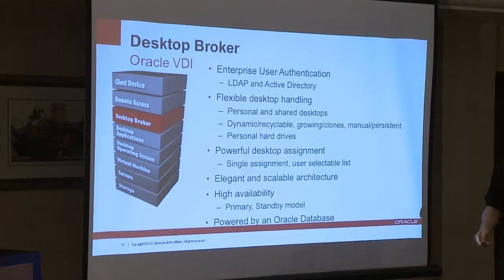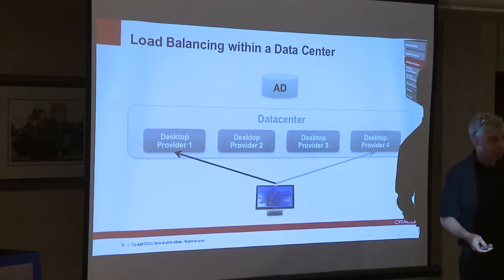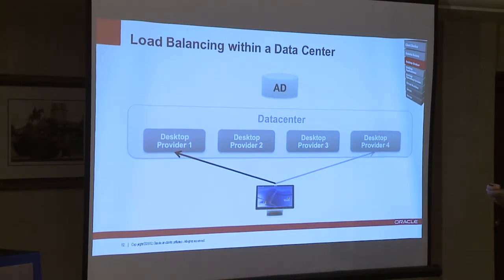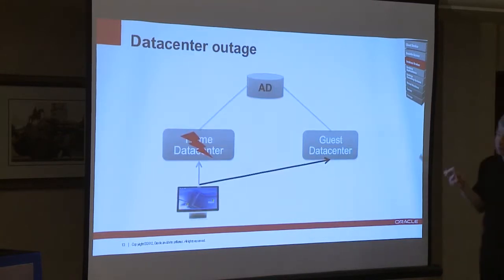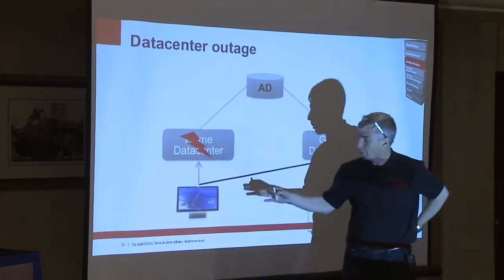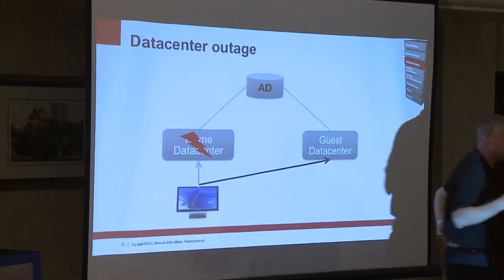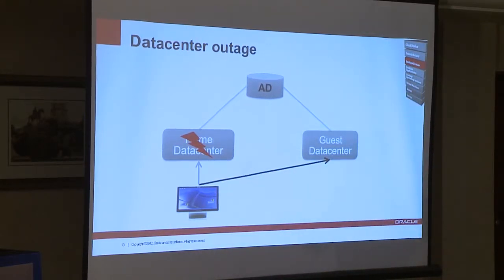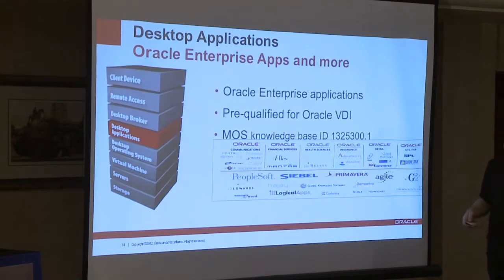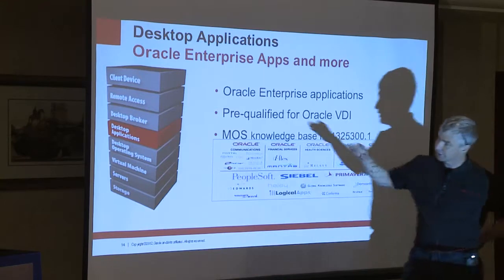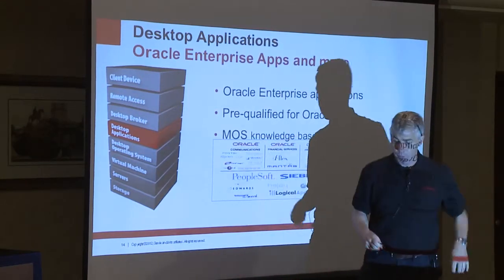Of course, all of this is powered by an Oracle database, as you might expect. Everyone has load balancing and failover within a data center, but because of the architecture using some of the clients, you can actually have data center failover as well. The client can know which data center to go to if the primary one is down. That's kind of cool. And then the applications, walking down the layers.